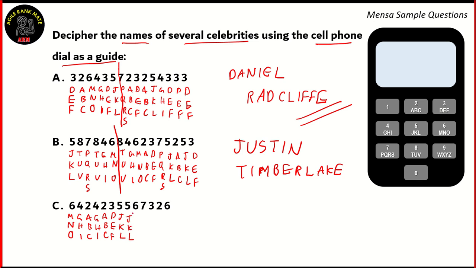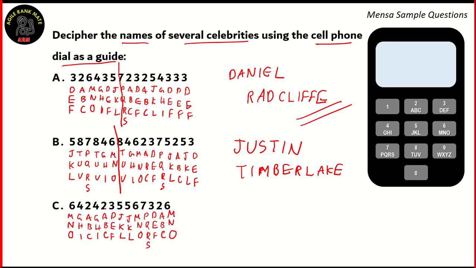Again, 6 would stand for M, N, O. 7 would stand for P, Q, R, S. 3 would stand for D, E, F. 2 would stand for A, B, C. And the final 6 would stand for M, N, and O.